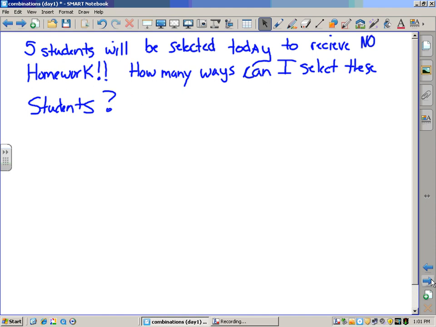So when I pick these 5 people, I guess the question is, does the first person get rewarded more than the 5th person? Does order matter on being selected first to get no homework versus last? Nope. So is this a permutation or a combination? Combination. This is a combination.